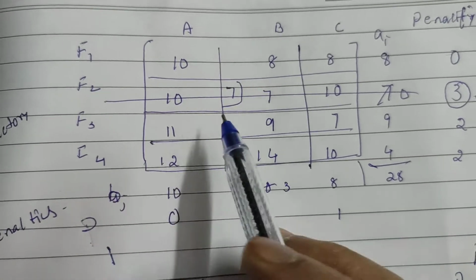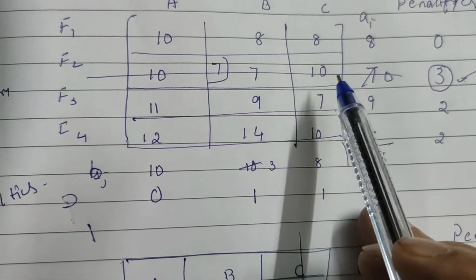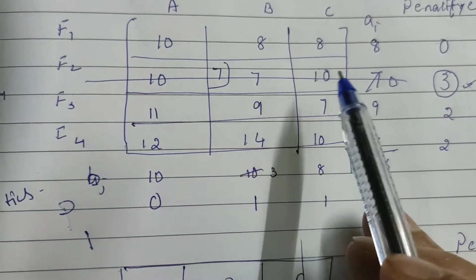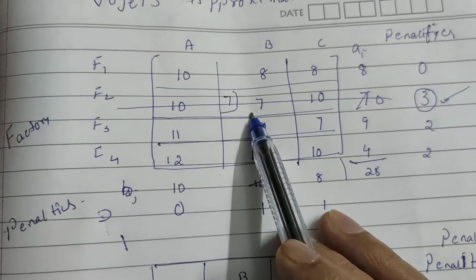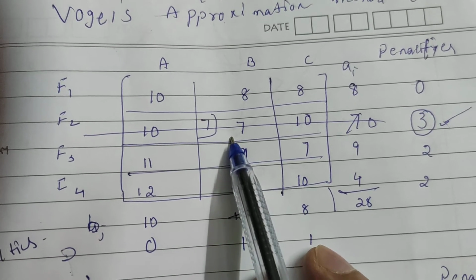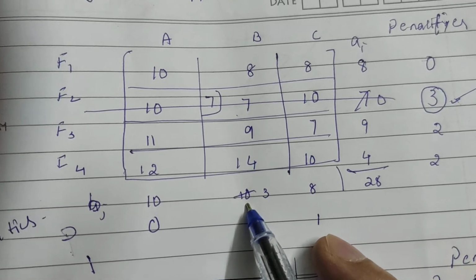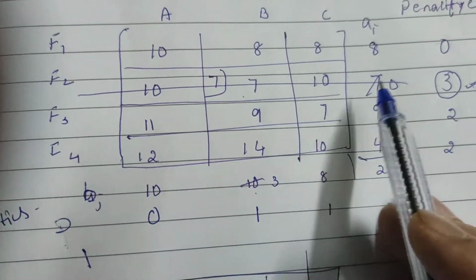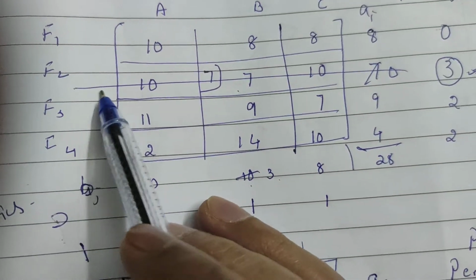After selecting the maximum penalty, we choose the minimum cost in that row. The costs are 10, 7, 10, so the minimum cost is 7. We allocate that cell. Here the demand is 10 and the supply is 7, so the minimum is 7. Substituting 7, 7 minus 7 is equal to 0 and 10 minus 7 is equal to 3. So we delete row 2.